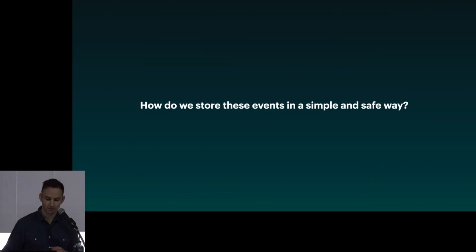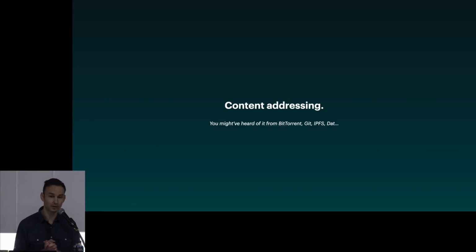Okay, that's a start. Now, how do we store these events in a simple and safe way? We're going to use content addressing. Raise your hand if you're not familiar with content addressing. Okay, one person raised their hand. So two people. Content addressing is used in lots of places. It's used in BitTorrent, it's used in Git, it's used in IPFS. The basic idea is that if you want to reference some piece of content, you take that content, put it through a hash function, you get your hash. It's a one-way function. You can't go from the hash to the data, but you can get from the data to the hash.